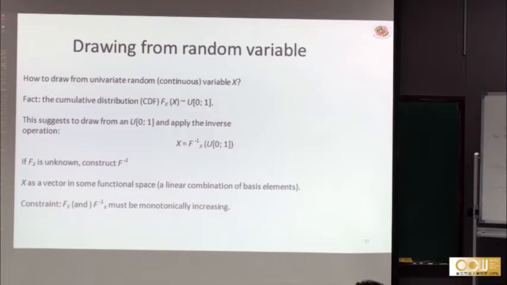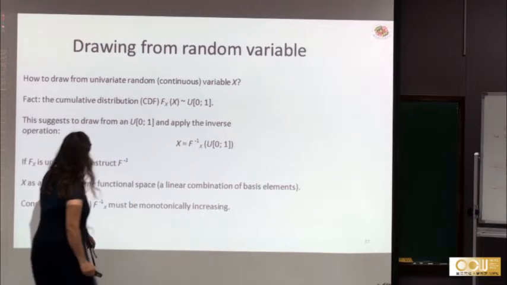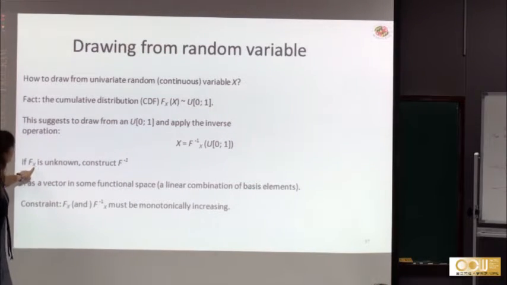And the easiest way to draw from univariate random continuous variable is to draw from the cumulative distribution function of the uniform. So you draw from a uniform 0, 1. Then if fx is known, then you construct f minus 1.